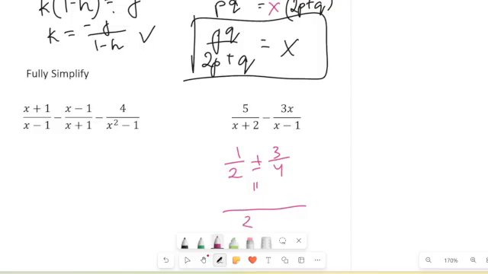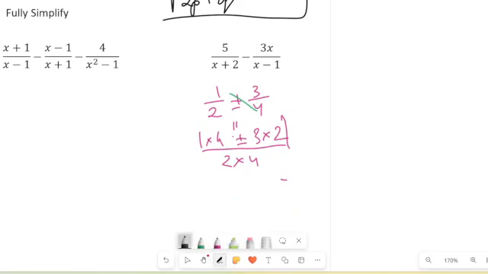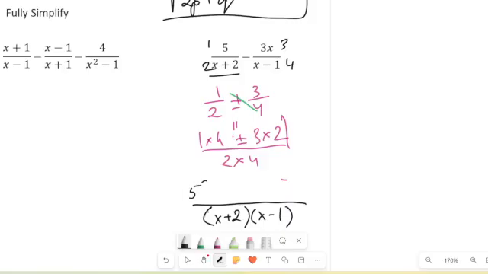So the bottom is always 2 by 4, and then the top is cross multiplication. So 1 by 4, and then plus or minus 3 by 2. Okay, so to subtract these two, I number them as 1, 2, 3, 4, and then I follow the rule. So my bottom will be x plus 2, as this is my 2, and then x minus 1, and then the top will be 5 by x minus 1 minus 3x by x plus 2.